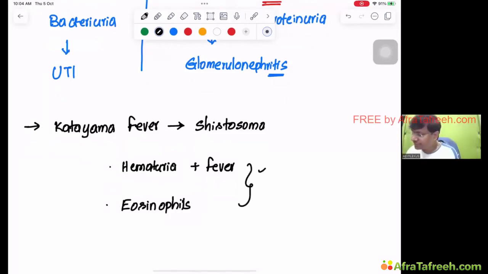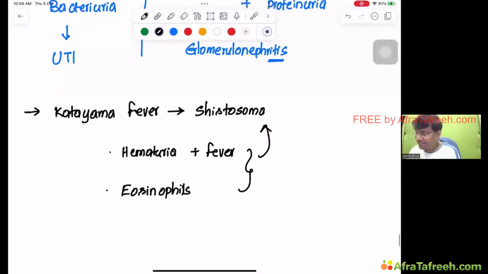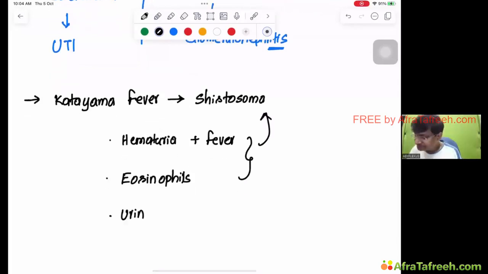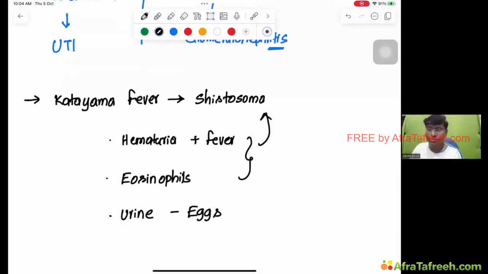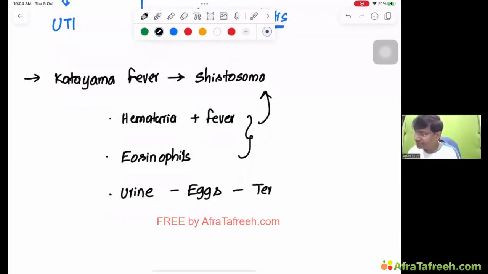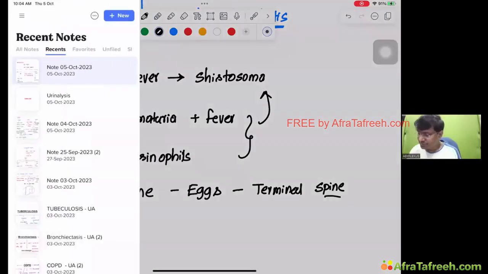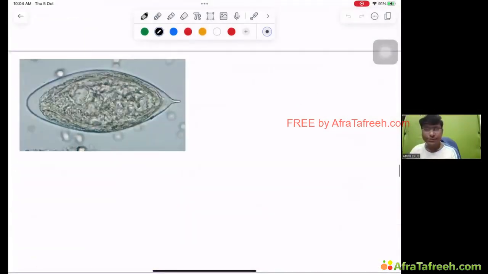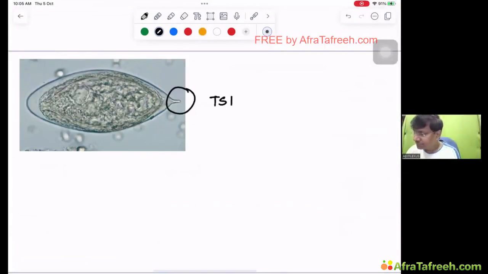Presence of hematuria, fever along with eosinophils, think of this Schistosoma. And when you do a urine examination, you will be able to observe the eggs of the Schistosoma. And these eggs have a terminal spine. I'll show you that egg. So you see that. This is the terminal spine of Schistosoma haematobium.